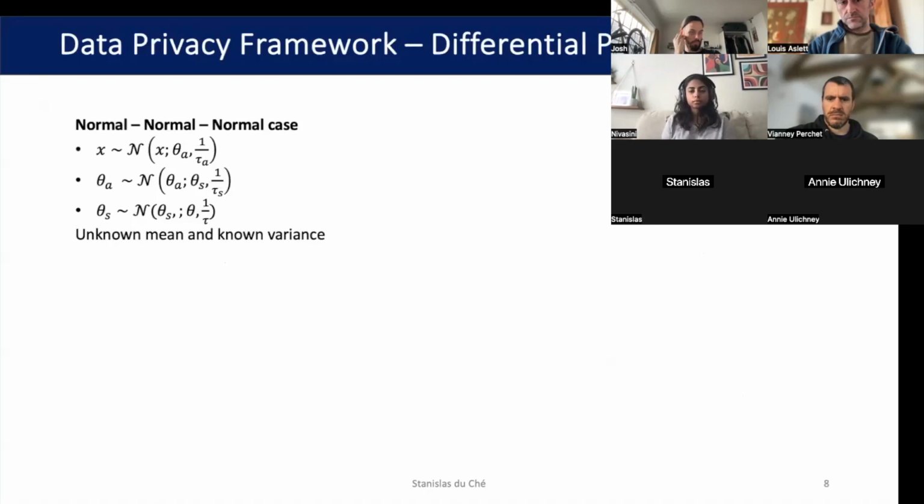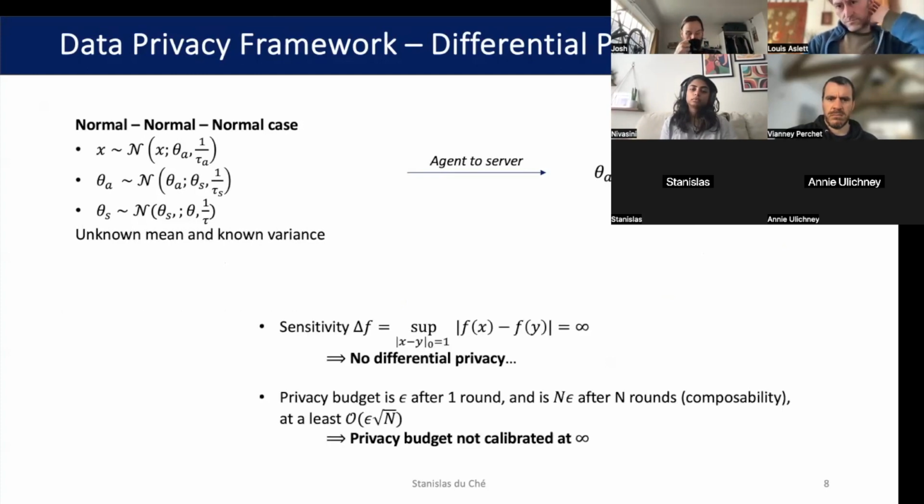Let's see a little bit more to have an intuition of what is happening here. Just think about a simple, normal model on which we have all the variances, but just not the mean. The agent is going to draw from the posterior distribution that we have a closed form for. And what we see is that here, the sensitivity is infinity. If we take x different from y, drawing them completely apart, the sensitivity is going to be minus infinity versus plus infinity. So unless we bound, differential privacy cannot be applied here.